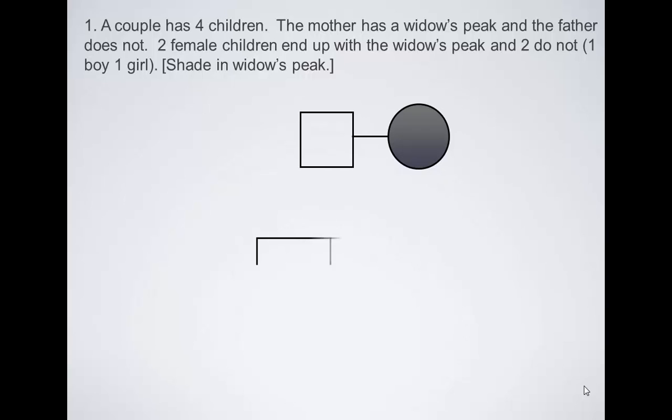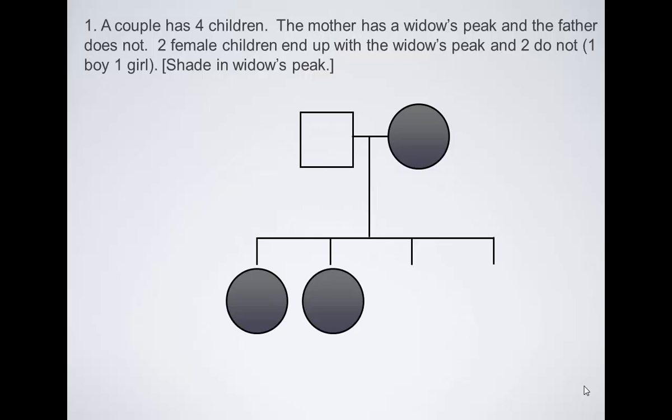They have 4 children total, so we need a spot for all 4 children. 2 females with a widow's peak. Jamie, what symbol do they get? Shaded circles. Then they have 2 children who do not have a widow's peak. One is a boy, one is a girl. What symbol does the girl get, Jack? Blank circle. What does the boy get, Nate? A blank square. Correct.